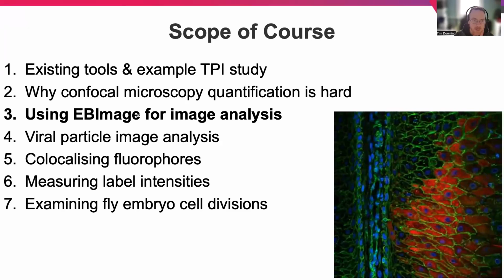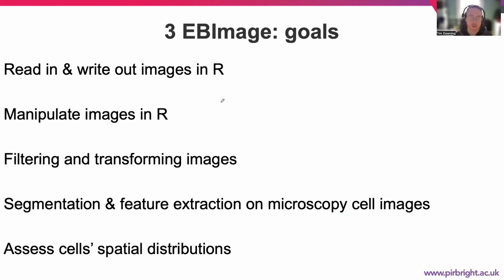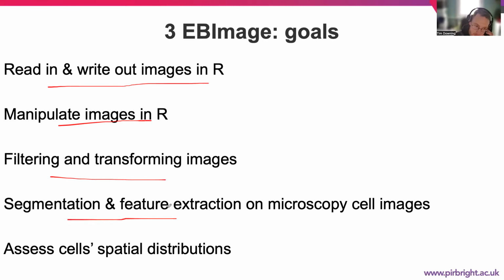Welcome to our course, Bioimage Analysis. In this video, video 3, we're looking at EBImage for image analysis. So what we want to achieve is to read in and write out images in R. We will manipulate images in R and also filter and transform them and perform things like segmentation and thresholding to extract particular features that are of interest, and also look at cells' spatial distributions.